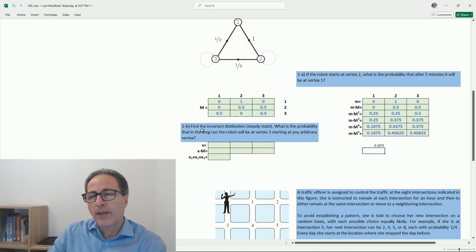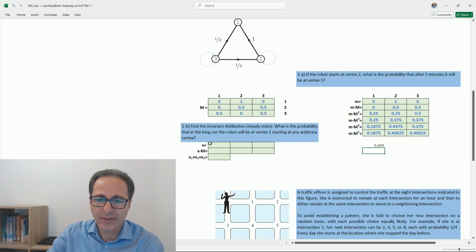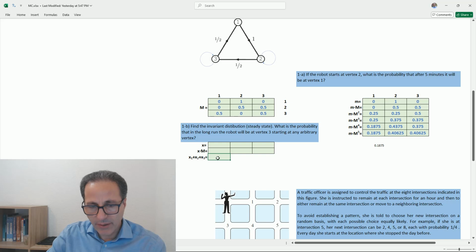And also we want to find out what's going to happen in the long run. Find the invariant distribution or steady state. And what is the probability that in the long run the robot will be at vertex 3 starting at any arbitrary vertex? It means that it does not depend on the initial state. So for the invariant state, we need to find the vector such that if we multiply it by the transition matrix M, we get the same thing. And that vector must be a probability vector. So we have a condition here.